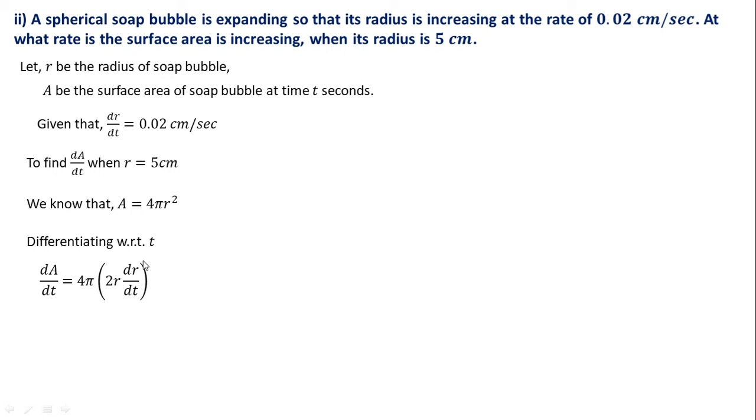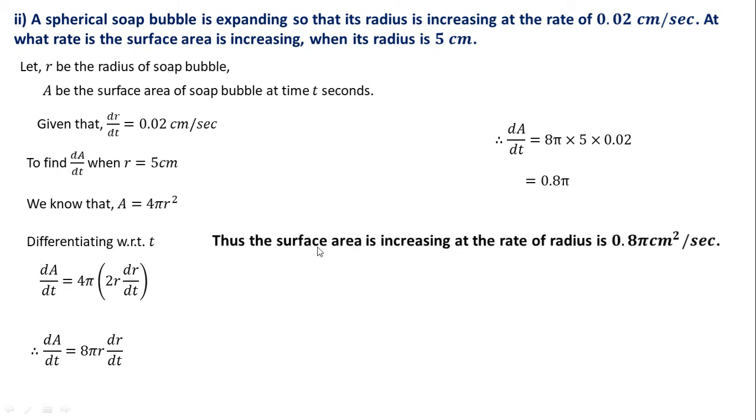Now see what is given to you and what we have to calculate after this. So you can rewrite this as dA by dt is equal to 8 pi r into dr by dt. Now substitute the given values here. So dA by dt is equal to 8 pi as it is into r, which is 5, into dr by dt, which is 0.02. Now by calculating you will just get 0.8 pi.